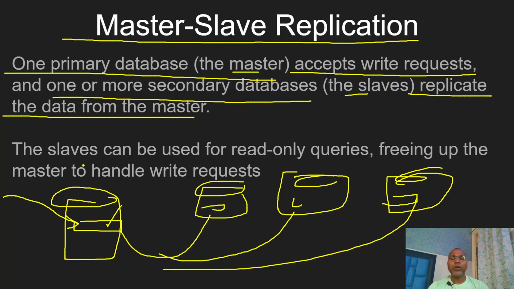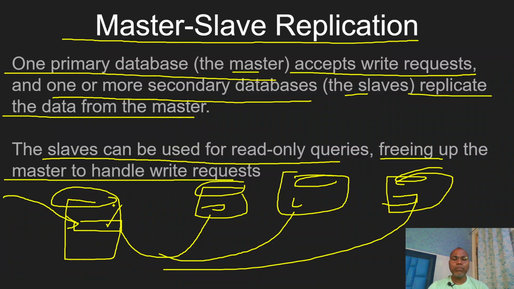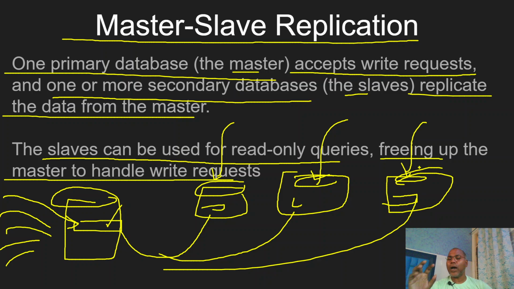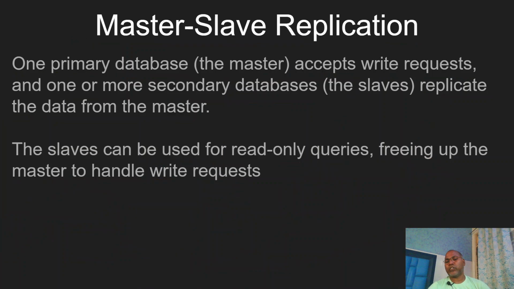The slaves can then be used for read-only queries, freeing up the master to handle write requests. Now the master is free to handle write requests from any region, while the replicas are ready for any read request, get query, or find query. These replicas are stored in different geographical locations, so whatever location the user comes from, the nearest replica database is responsible for returning the response. So reads are very fast because they are served nearest to the user, and writes are taken care of by only one node. This is the master-slave replication strategy or architecture.